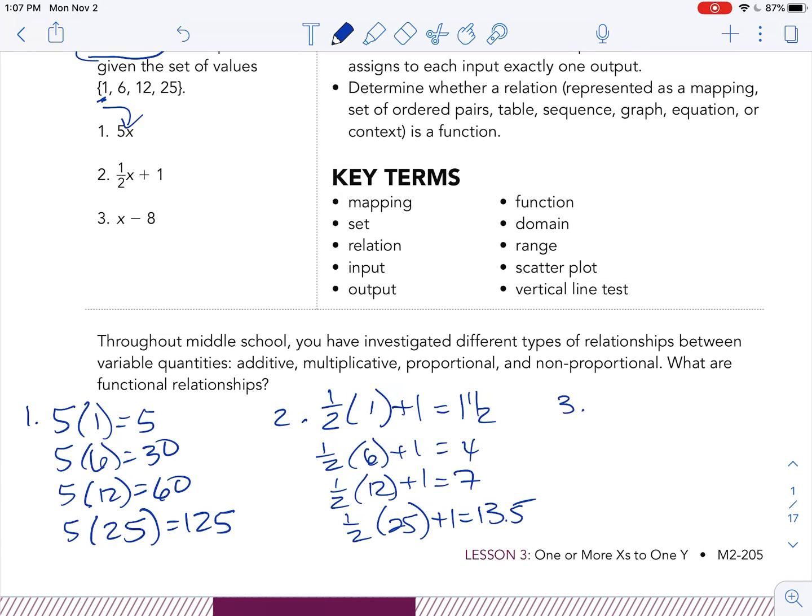Then, number 3, we take 1, we subtract 8, we get negative 7. We take 6, we subtract 8, and we get negative 1. We take 12, we subtract 8, we get 4, and 25 minus 8, and we get 17.